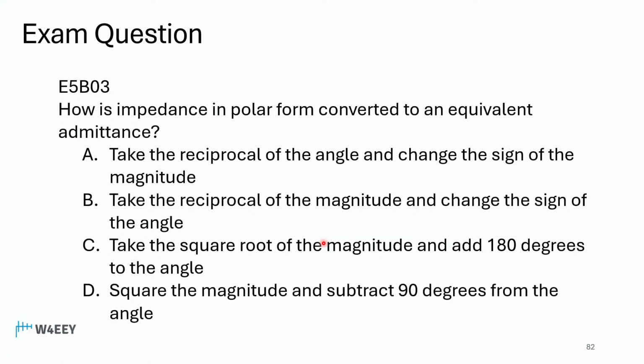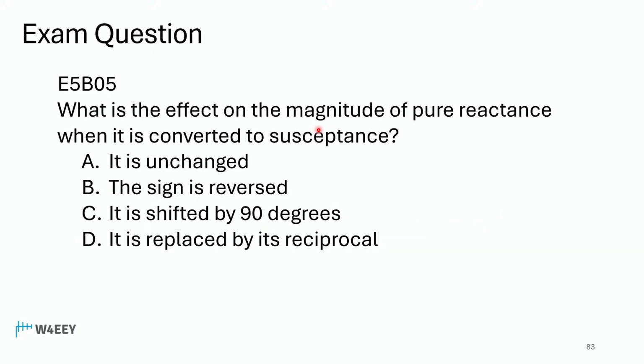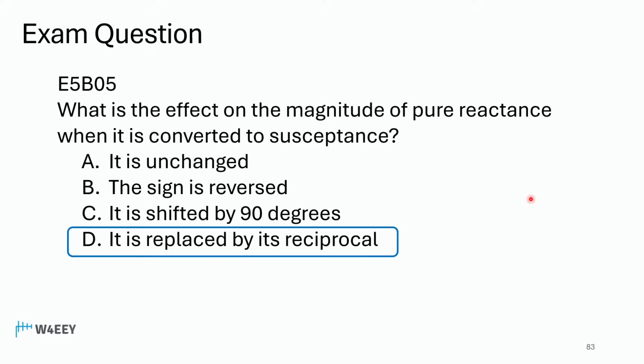How is the impedance in polar form converted to an equivalent admittance? Everybody's thinking there. I went through that kind of quick. Bravo. It is Bravo. It says polar, so there's going to be some kind of a sign reversal. Take the reciprocal of the magnitude and change the sign of the angle, because it's polar. What is the effect of the magnitude of a pure reactance when it is converted to susceptance? Delta. It's just the reciprocal.